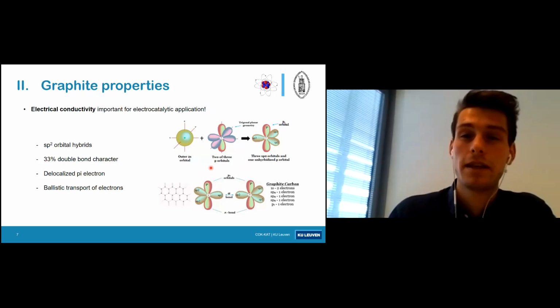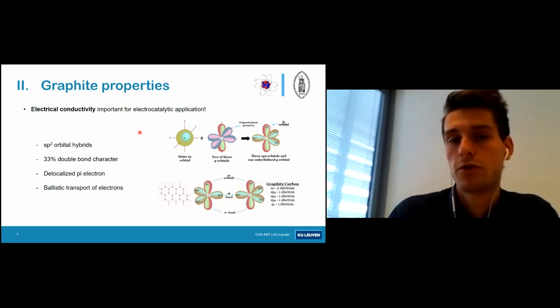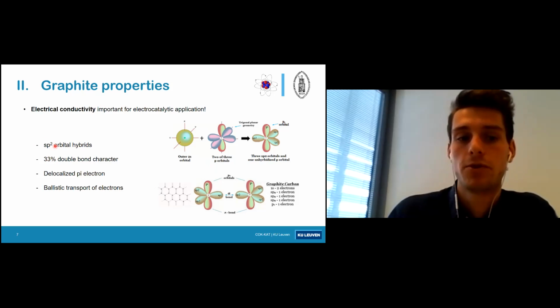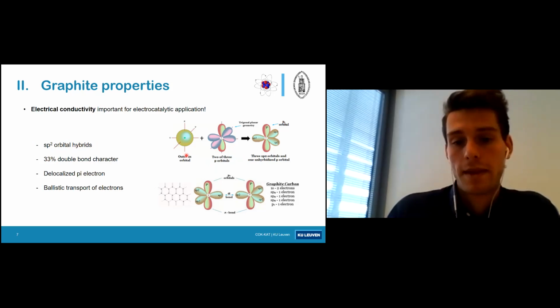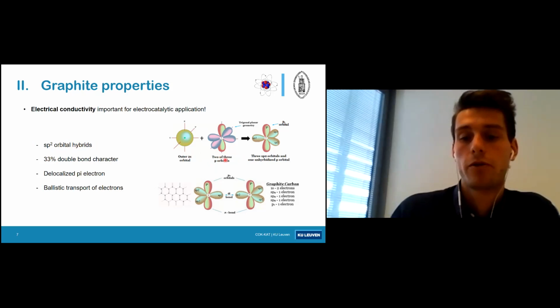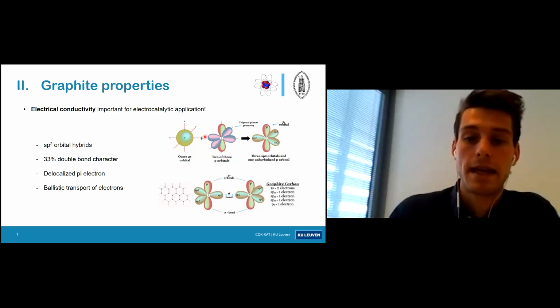So the electron conductivity of graphite is very high. This is because of the sp2 hybridization. So graphite has a trigonal planar geometry. Every carbon atom in the graphite plane is bonded to 3 other carbon atoms with sp2 orbital hybrids. As you can see, one s orbital is combined with 2 of the 3 p orbitals in the plane of graphite, so in the xy direction. So you have 3 sp2 orbitals in plane.